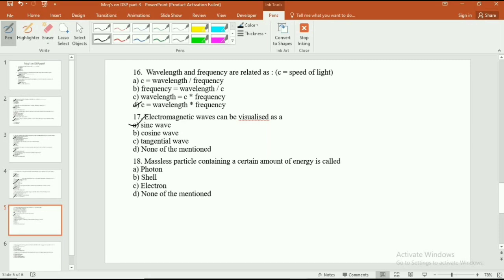Now question number 18: a massless particle containing a certain amount of energy is called? Yes, and options: option number A photon, option B shell, option C electron, and option number D none of the mentioned. Okay, and the answer is option number A, photon.